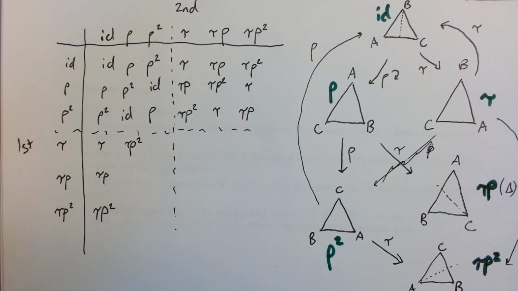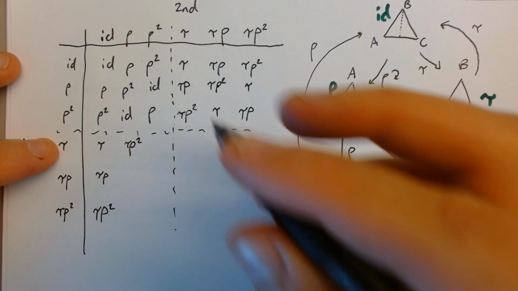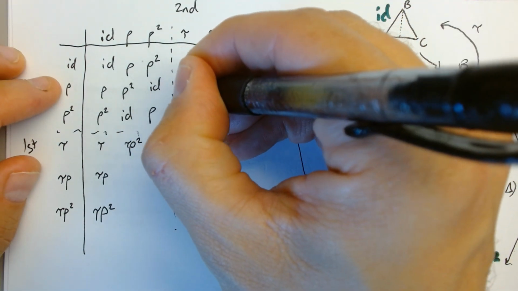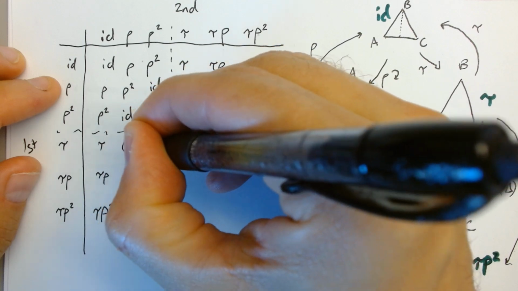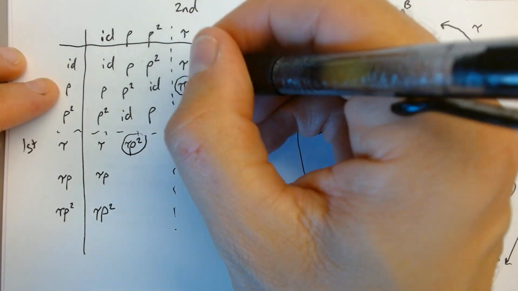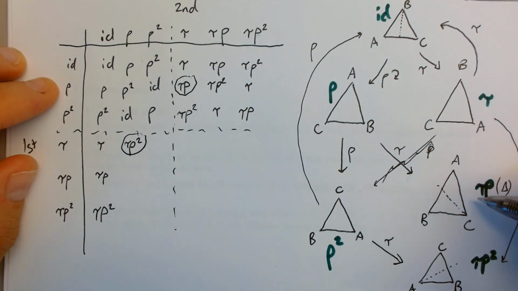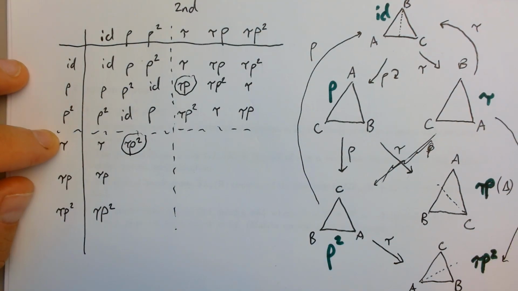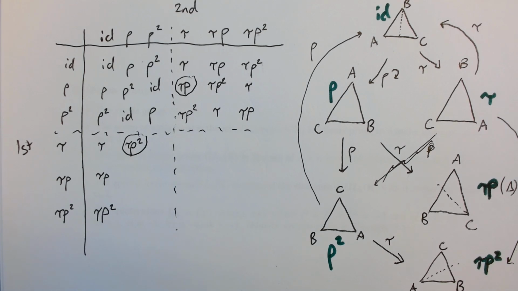So let's notice something here right now. Tau rho and rho tau gave me different things. So let's notice that this is different from this one. So rho followed by tau was tau rho, this one here. And then tau followed by rho was this one. So this is our first example of a group that's not commutative. So I can do operations in different orders and get completely different things.